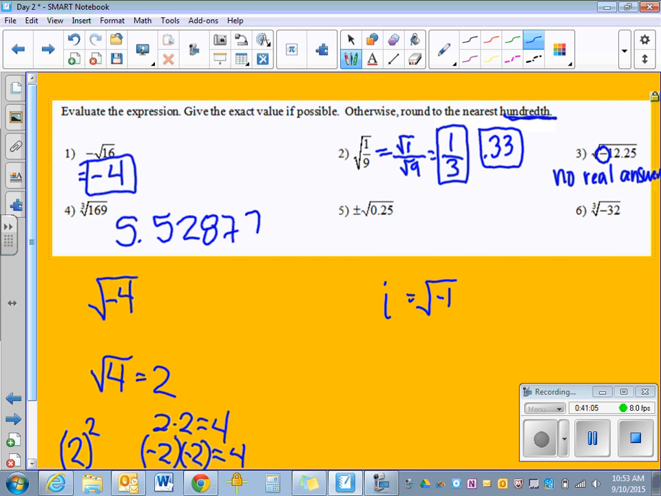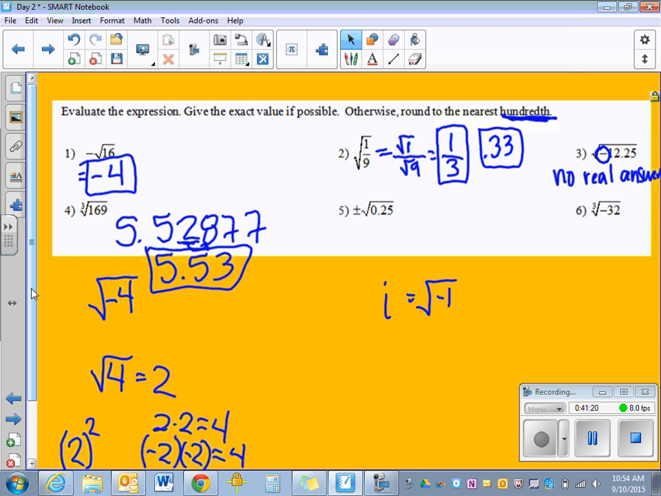5.52877. And it says to round to the nearest hundredth, so that's 2 places after the decimal. We need to look at the next digit and we see we're going to have to round. So our answer is 5.53. Alright, questions on that? Okay, what did we get for our next answer?